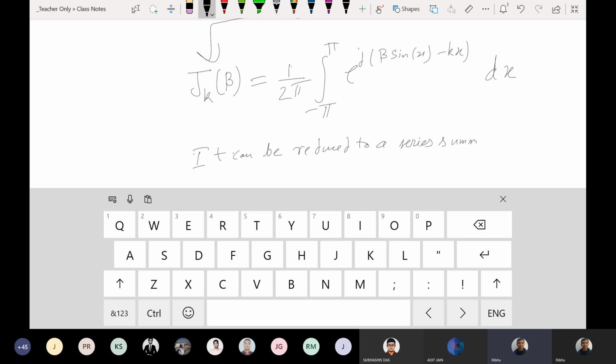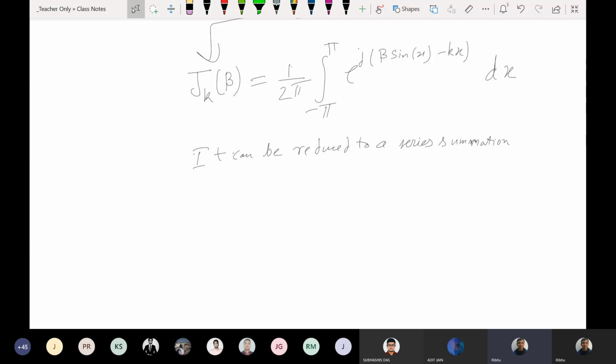Newton's method is for polynomials. This is most definitely not a polynomial. Polynomial, or even polynomial-like functions such as transcendental equations, you can solve using this, but not differential or integral equations. So this can be used to reduce to a series summation.